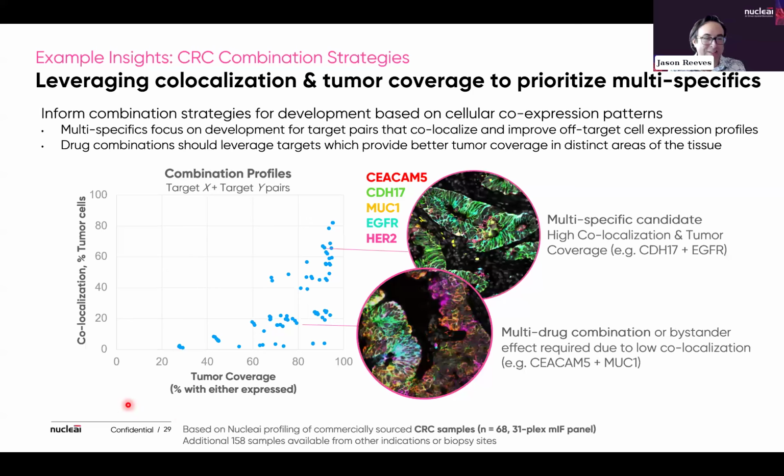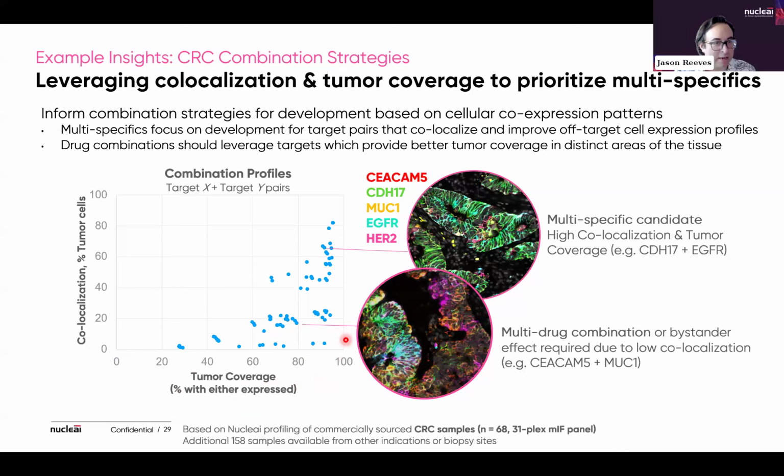If we think about what this data provides us, it gives us another framework for thinking about rational combinations. One is around tumor coverage, where how much of the tumor itself would express either of the targets, but then how much of the tumor co-localizes those targets. So the first axis is one that really helps us rank the ability to do a combination, a multi-drug combination.